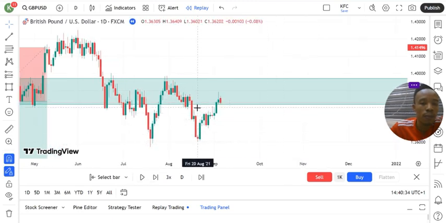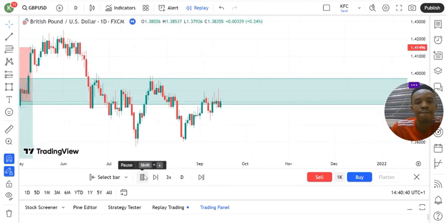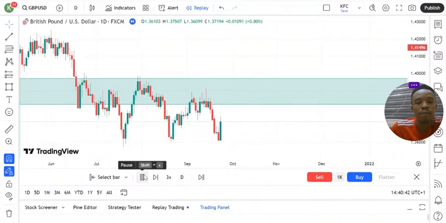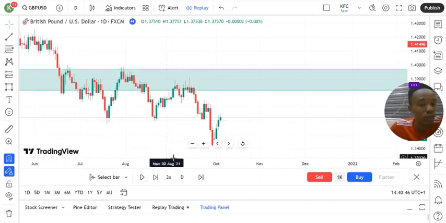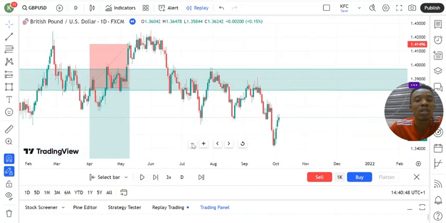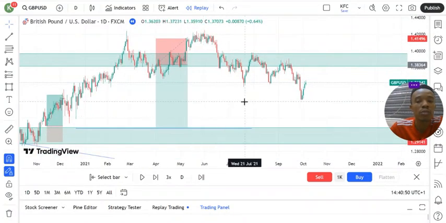Okay, so now, break of structure. So we're going to wait for change of character. Okay, so you see that now, because there was no change of character, automatically what it means is we are no longer going bullish.